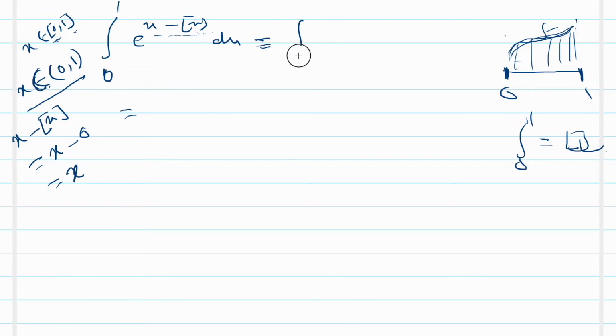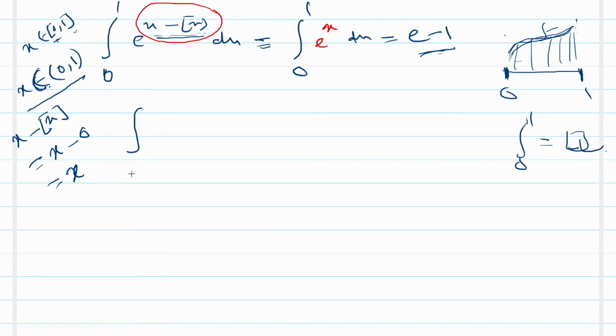So here is the equal sign. So 0 to 1, we know by analysis that x minus box x is nothing but just x. So it is e power x dx, which is e minus 1, very easy to calculate, right? Okay, the next question is, what is the integral from 1 to 2 of exponential of x minus box x dx?